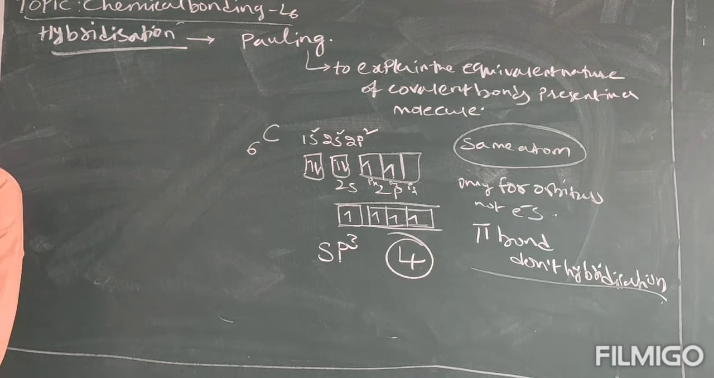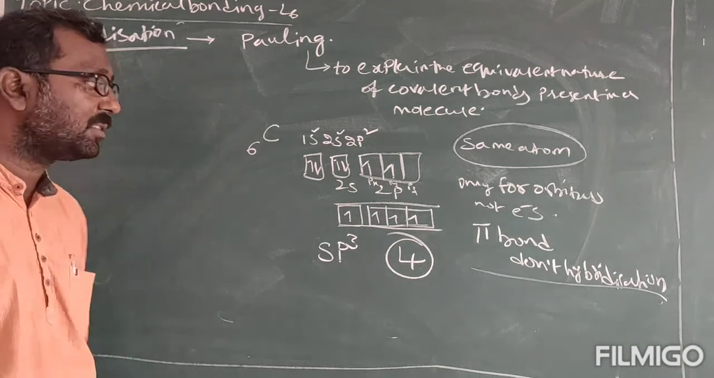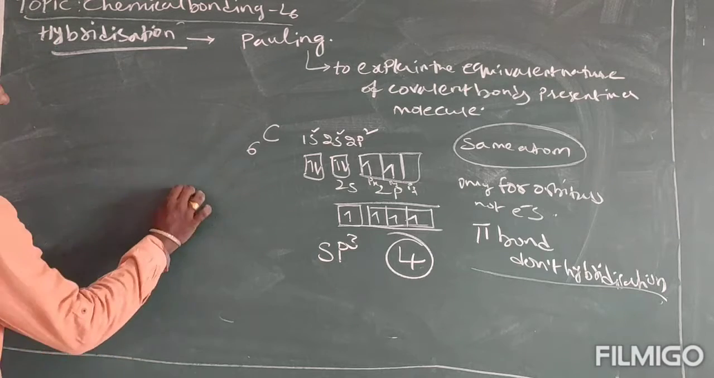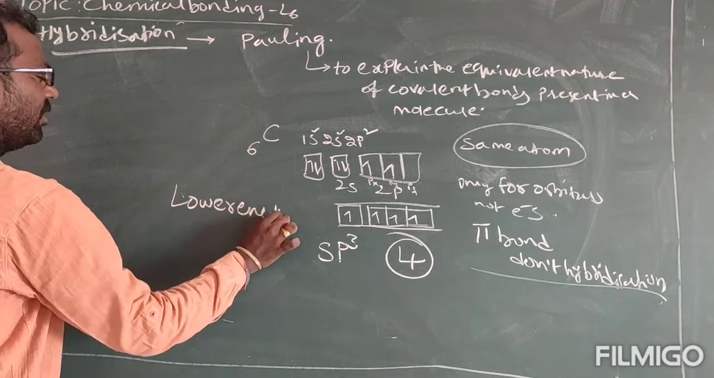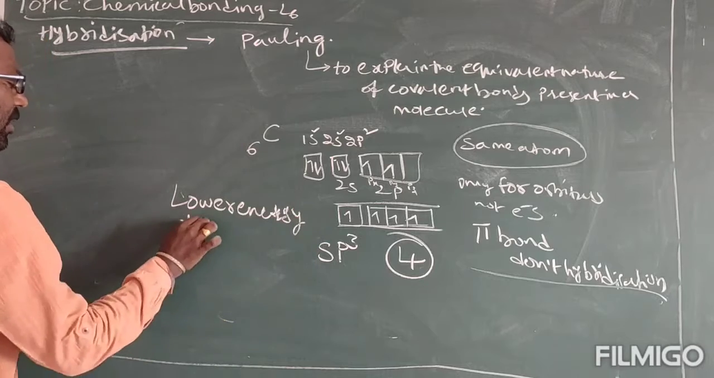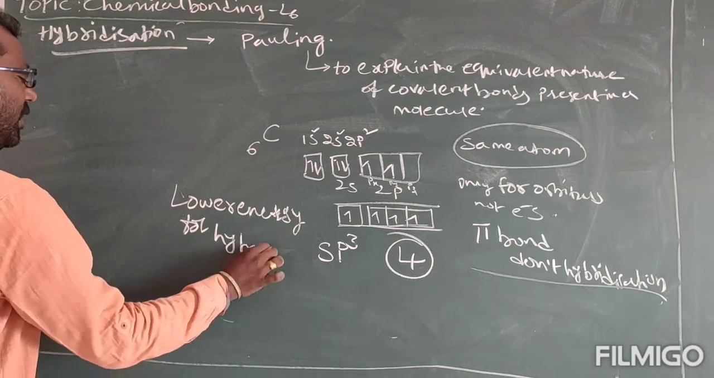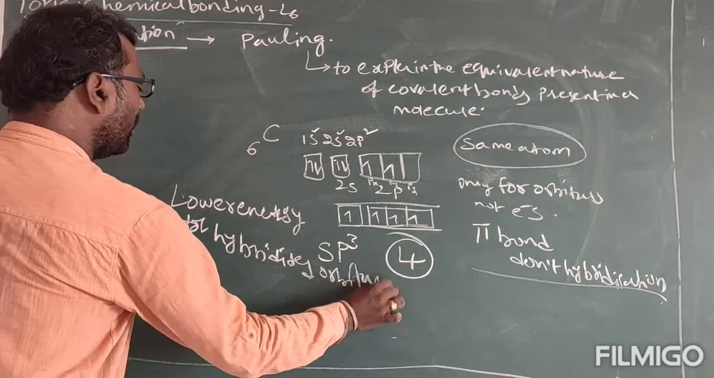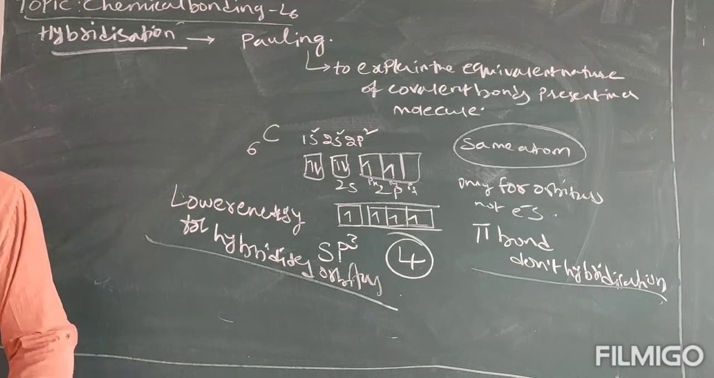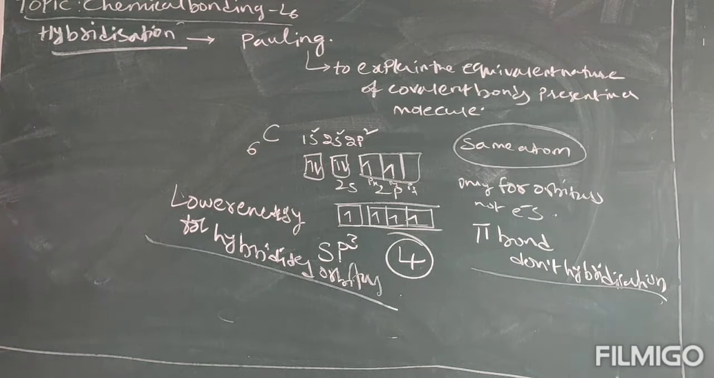And hybridized orbitals always possess lower energy. Lower energy will be there for hybridized orbitals. So these are the major important points.